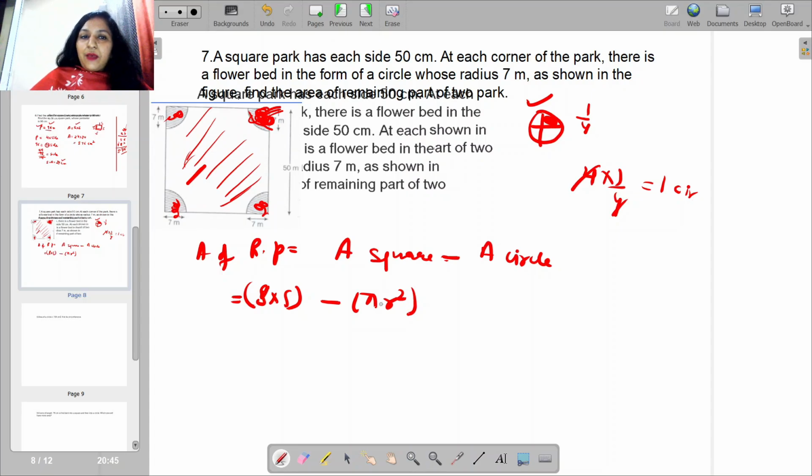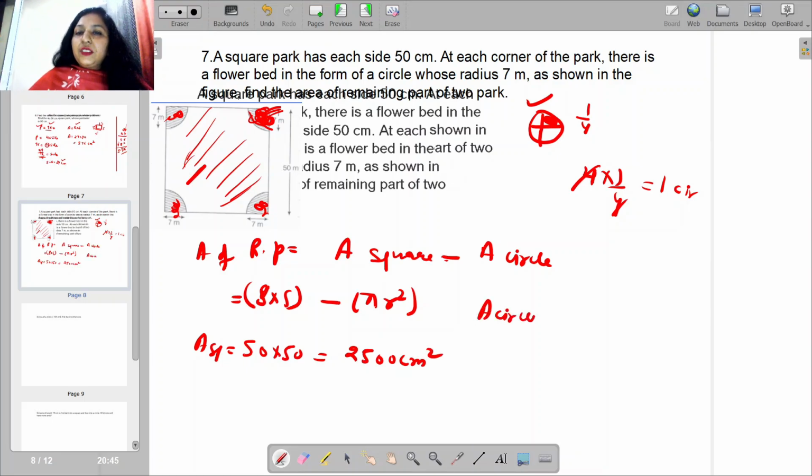Let us calculate those separately, then we'll subtract. Now area of the square is, side is 50 here, 50 into 50, that is 2500 centimeter square. ये तो direct था. Now area of a circle is pi radius square. अब आप देखो radius is given to you as 7 here. So this is 22 by 7 into 7 into 7. 1 up and 1 down cancel. The product of 22 and 7 is 154 centimeter square.